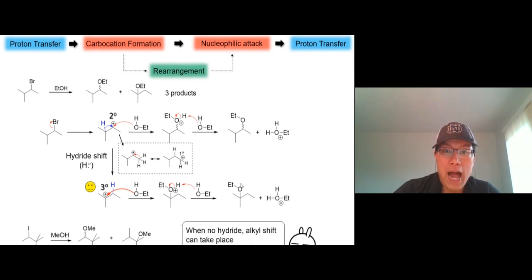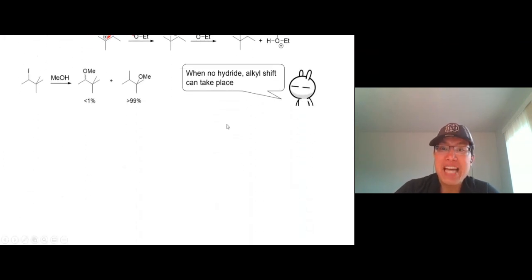All right. Going further down here, in the case that we don't have a hydride shift to do, an alkyl shift will take place. All right, look at this right here. So this reaction also goes SN1, but we don't really get this product right here. See that? Methanol doesn't attack here. It attacks the quaternary carbon instead right here. All right. So there's a rearrangement in there.